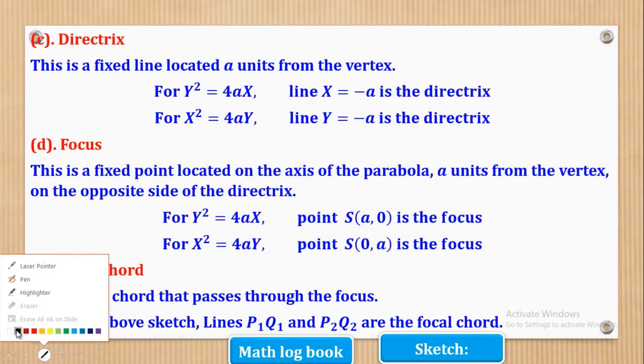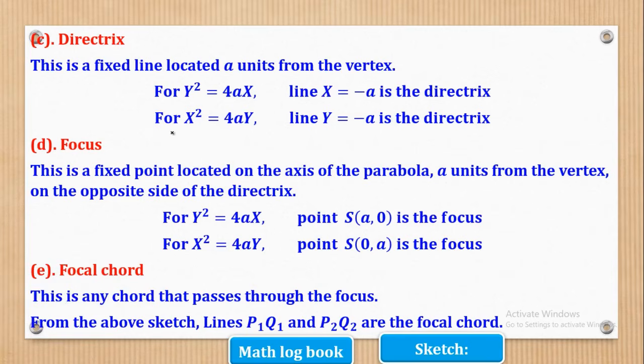Therefore, for you to know the directrix, first look at the shape of the parabola. So if it is in this form, it means that x equal to negative a will be the directrix. And if it is in this form, it means that y equal to negative a will be the directrix.